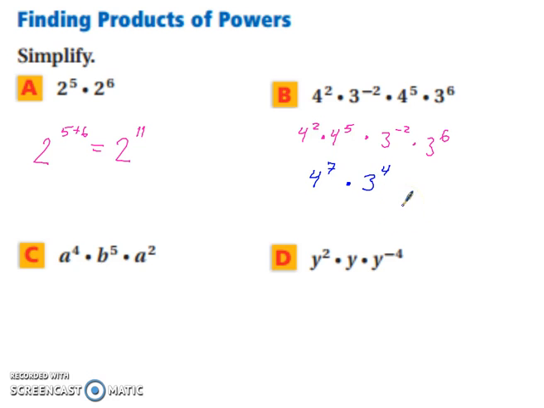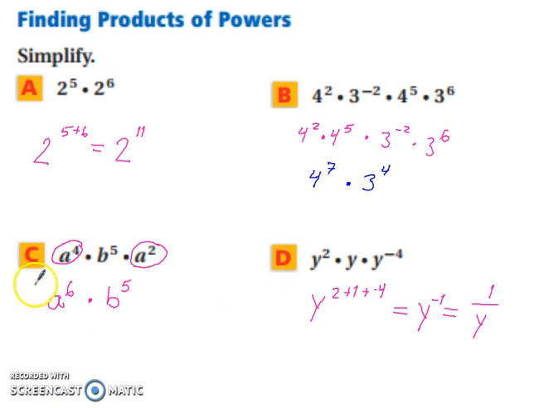Take a moment and pause the video and try C and D on your own. When you return to the video, the answer will be revealed below. In C, you have a to the 6th because you have 4 and 2, which makes 6, and b to the 5th can't be combined with anything, so it just stays on its own.